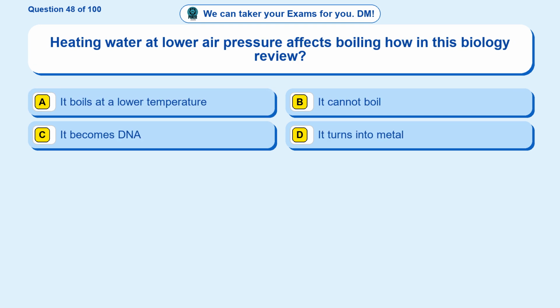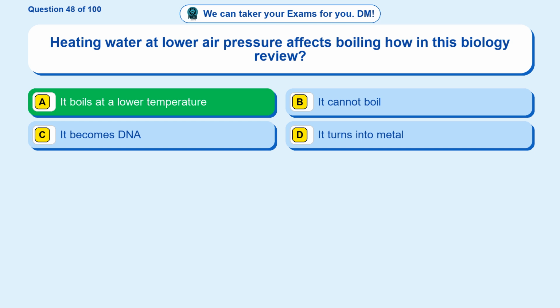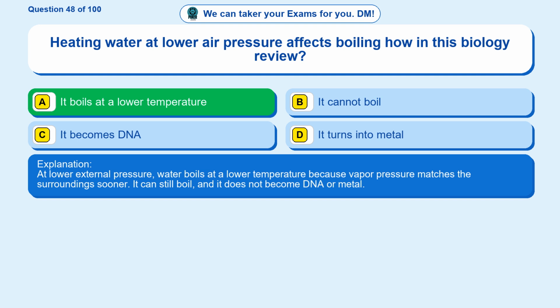Question 48. Heating water at lower air pressure affects boiling how in this biology review? Option A. It boils at a lower temperature. Option B. It cannot boil. Option C. It becomes DNA. Option D. It turns into metal. The correct answer is option A. It boils at a lower temperature. At lower external pressure, water boils at a lower temperature because vapor pressure matches the surroundings sooner. It can still boil, and it does not become DNA or metal.